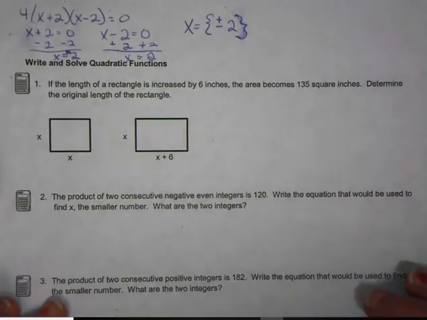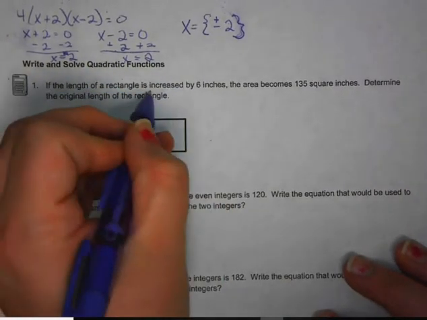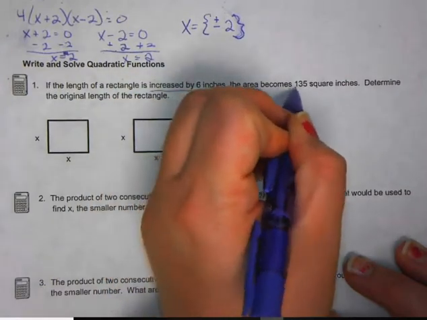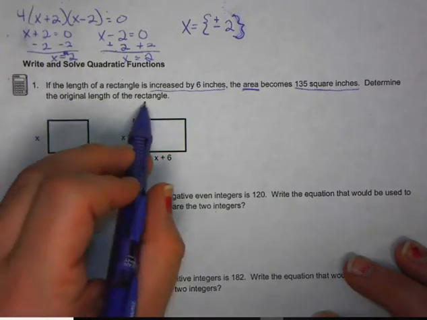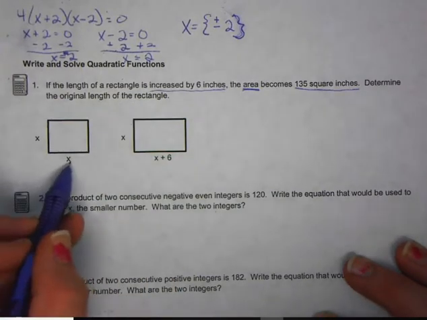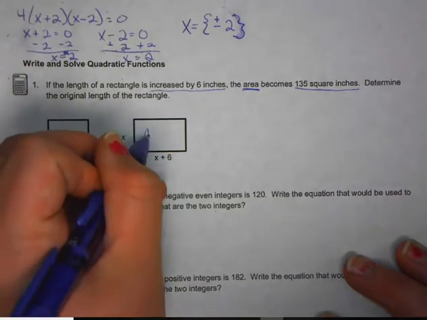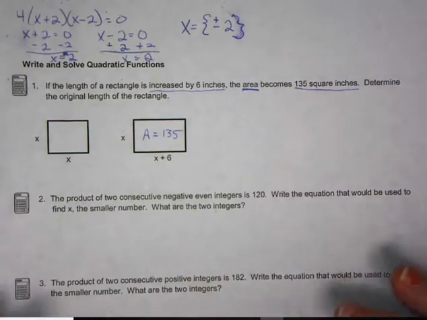Okay, so the next ones we're allowed to use the calculator for. It says if the length of a rectangle increased by 6 inches, the area becomes 135 square inches. Determine the original length of the rectangle. So all we're doing is solving for x. So we don't need this square anymore. We care about this one. The area equals 135 square inches.